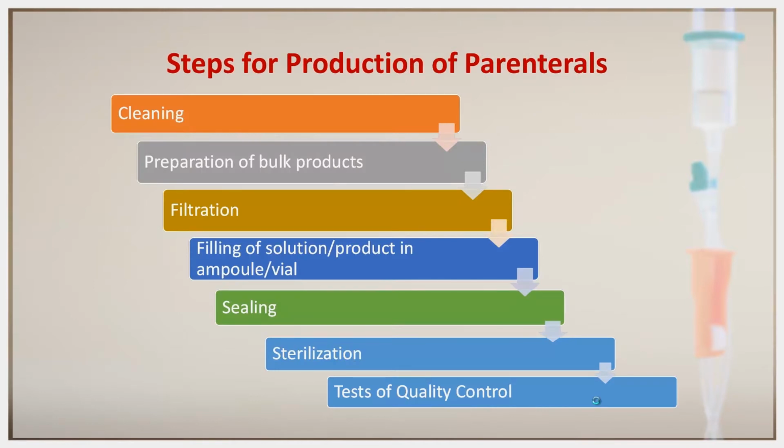Before we move further, let us have a look at the general steps for production of parenterals: cleaning, preparation of bulk products, filtration, filling and sealing of ampoules or vials, sterilization, and finally tests for quality control. These are the general steps followed in the manufacturing of parenteral dosage form.